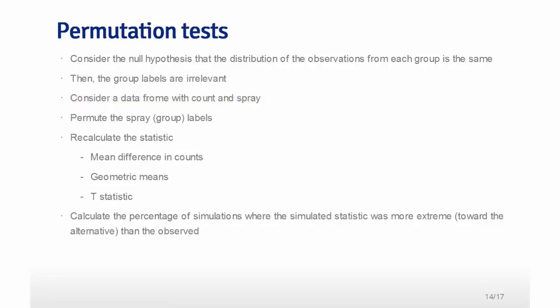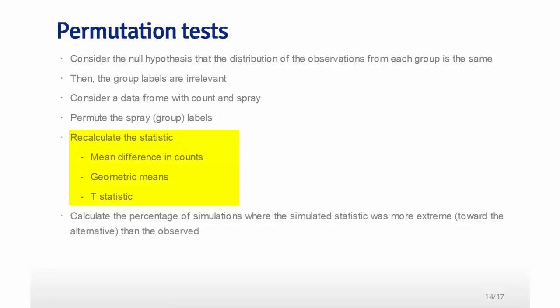Now consider permuting the group labels, just taking that vector of labels and permuting it, for example, with just the command sample in R, which, if you give it a vector with no arguments, just randomly permutes the entries. Then you could recalculate the statistic for each permutation.